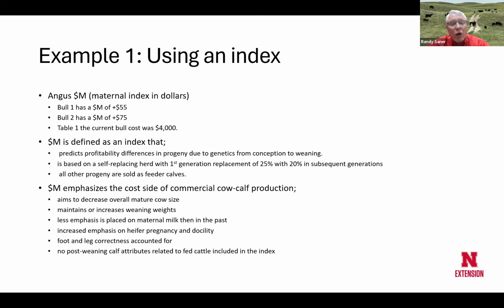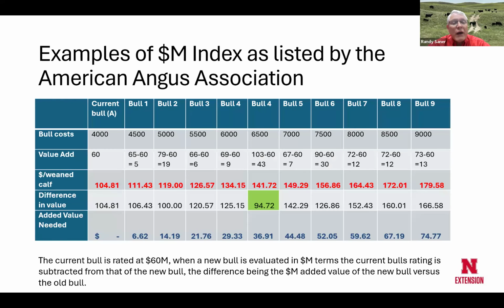And then you can see below what it does. Like I said, it aims to decrease overall mature cow weight. Okay, here's an example, a $6,500 bull, and we'll look at the green here first. The added value. Okay, we took bulls and basically took 500.